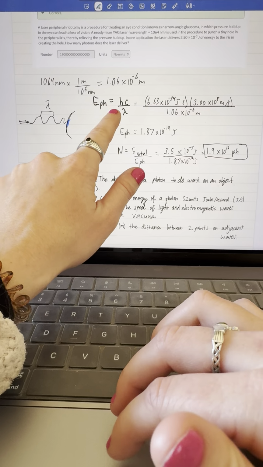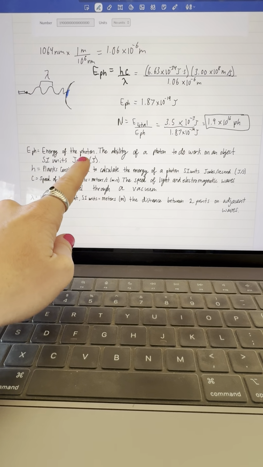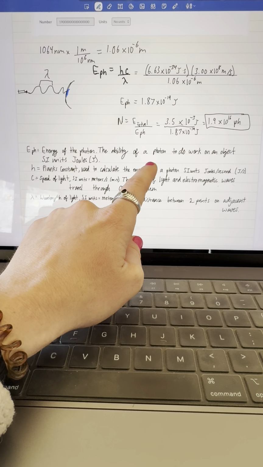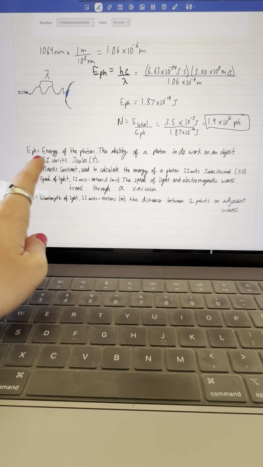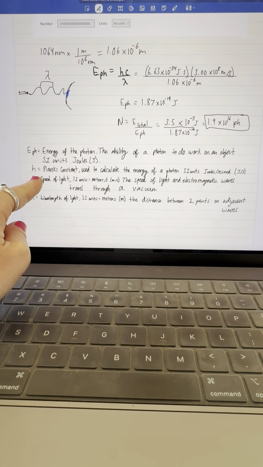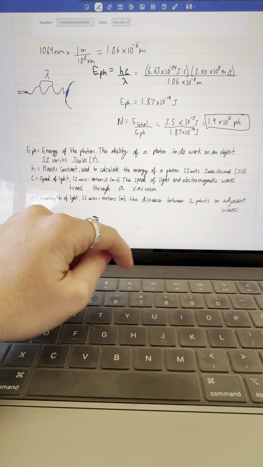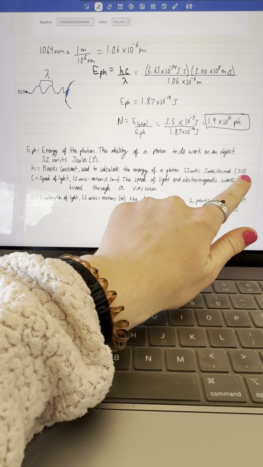Energy of a photon equals hc over wavelength. So EPH is energy of a photon. It's the ability of a photon to do work on an object. Its SI unit is joules, which is just a J. And then H is Planck's constant. It's used to calculate the energy of a photon. Its SI unit is joules per second, which is just J over S.